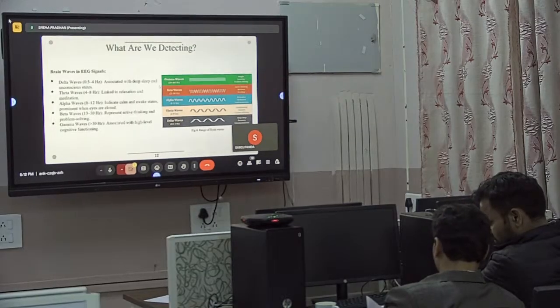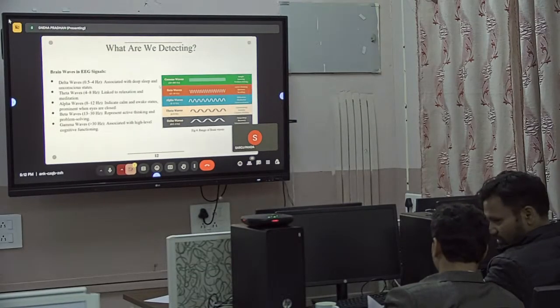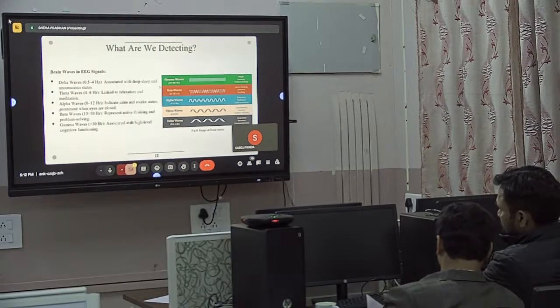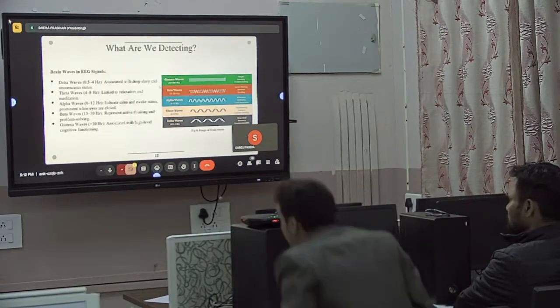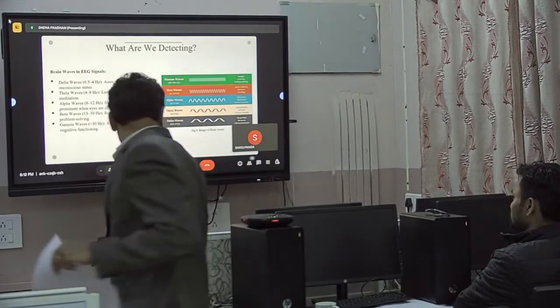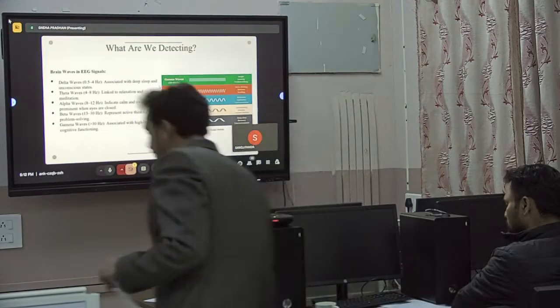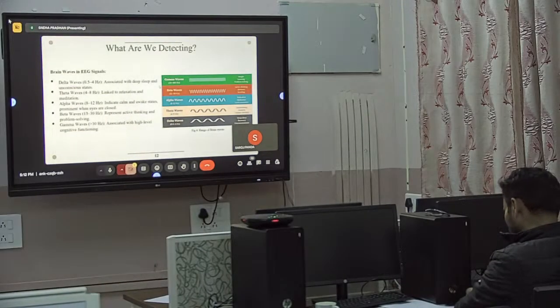Alpha waves, ranging from 8 to 12 Hz, are associated with a calm and awake state. Beta waves, ranging from 13 to 30 Hz, represent active thinking and problem-solving capabilities, and gamma waves, greater than 30 Hz, represent high-level cognitive functioning. Thus we are taking the bandpass filter range from 0.5 Hz to 50 Hz, because that is our required range.